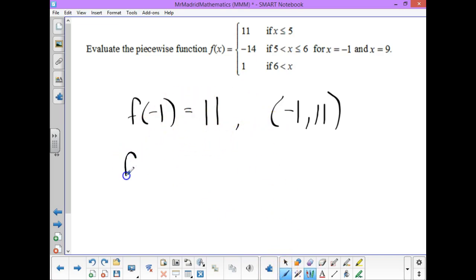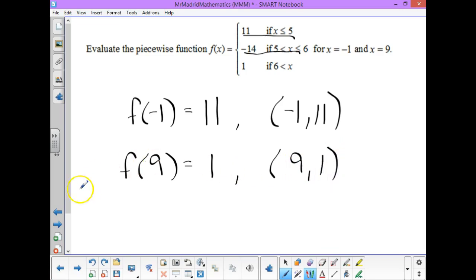The next one is x equals 9. I've got to see where 9 applies. 9 is not less than or equal to 5. 9 is not between 5 and 6. And 9 is indeed greater than 6. So I will not be using these. I will be using this one. And it turns out that I have a y value of 1. So then I can plot this point, if I was asked, (9, 1).